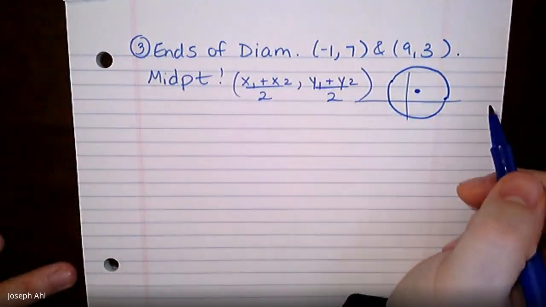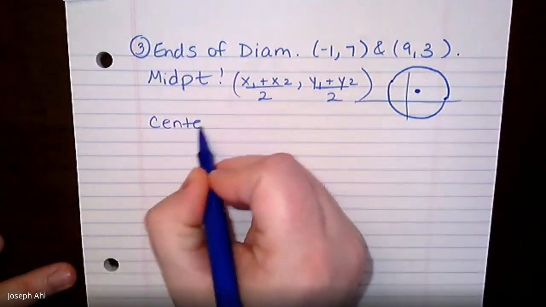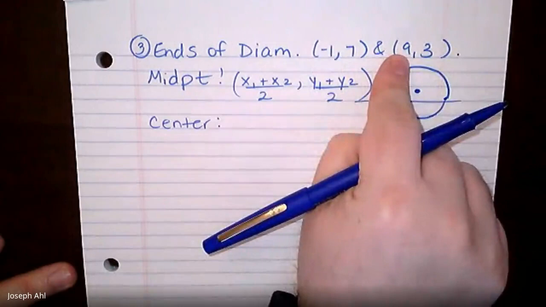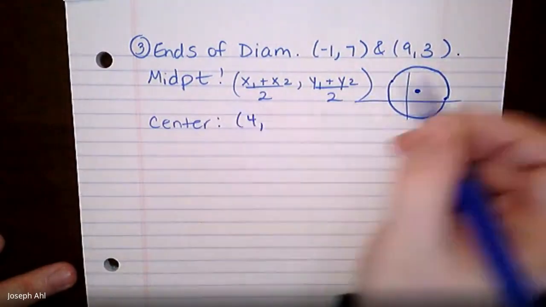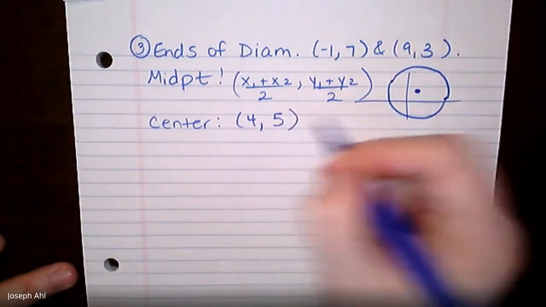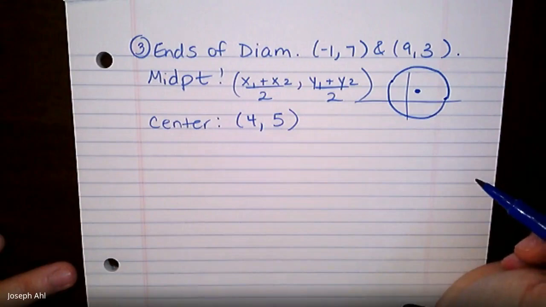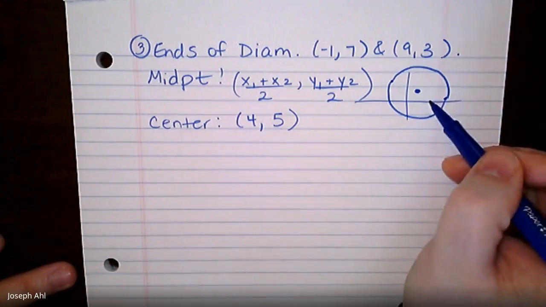Average those. So if I do that, -1 plus 9, this is going to be to find the center. -1 plus 9 is 8, divided by 2 is 4. 7 plus 3 is 10, divided by 2 is 5. So we now know the center is at 4, 5. Yeah, that definitely looks like 4, 5 to me. I don't know about you guys, right? Okay, so we've got 4, 5 for the center.